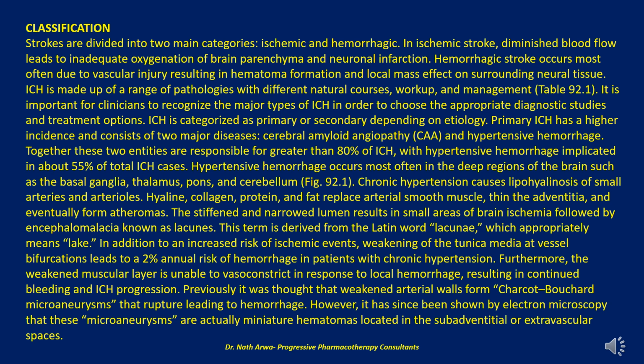Primary intracerebral hemorrhage has a higher incidence and consists of two major diseases: cerebral amyloid angiopathy, abbreviated as CAA, and hypertensive hemorrhage. Together, these two entities are responsible for greater than 80% of intracerebral hemorrhage, with hypertensive hemorrhage implicated in about 55% of total intracerebral hemorrhage cases. Hypertensive hemorrhage occurs most often in the deep regions of the brain such as the basal ganglia, thalamus, pons, and cerebellum, as shown in Figure 92.1.